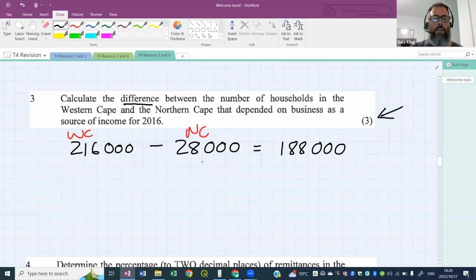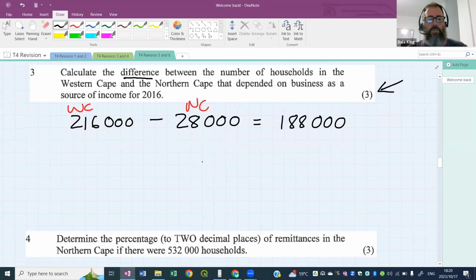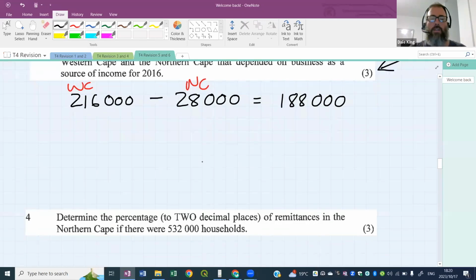All right, let's have a look at the next one. Question 4. Determine the percentage to 2 decimal places.